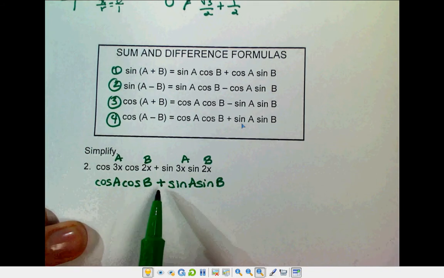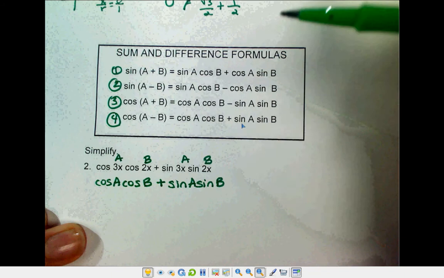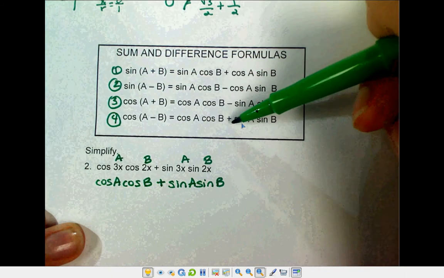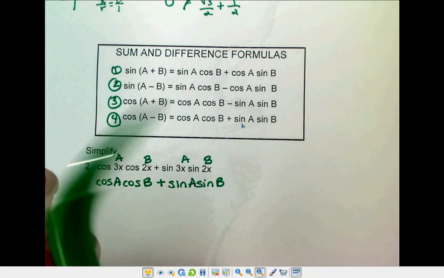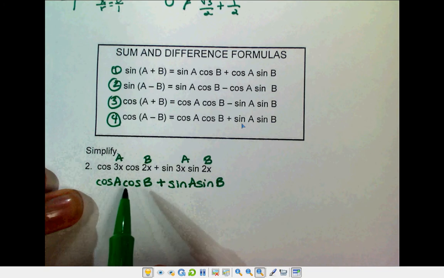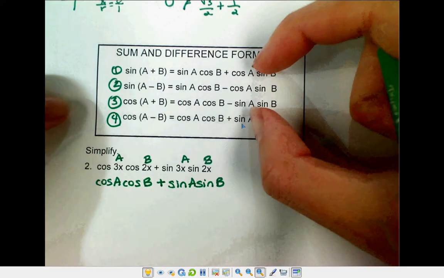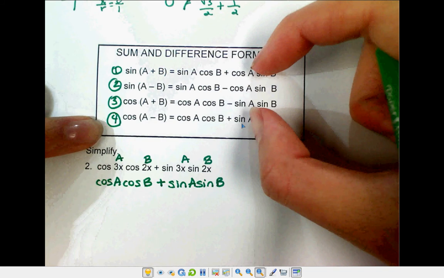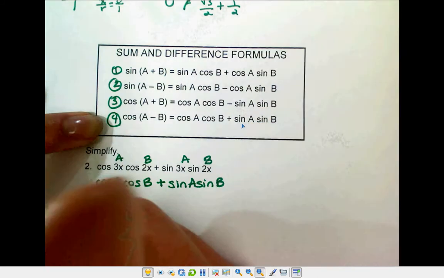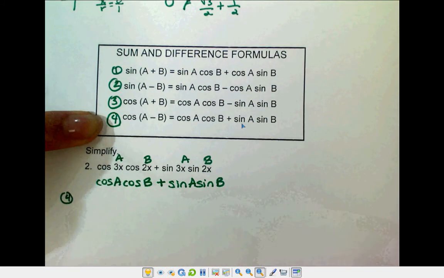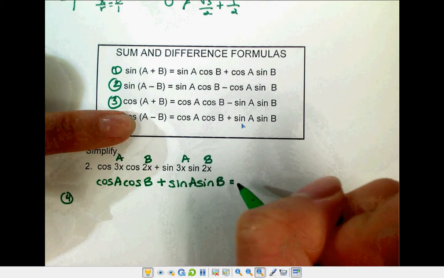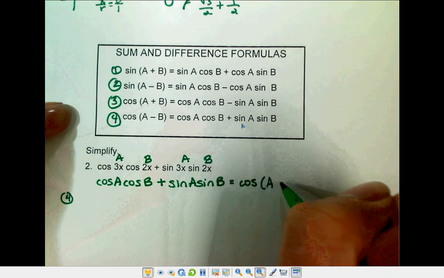So first I notice that there is an addition sign, so I know it's either going to be number 1 or number 4, because those are the two with addition. And I want it to be cosine, cosine, plus sine, sine. So looking at these two, the problem is going to use rule number 4. So rule number 4 tells me that this is equal to cosine of A minus B.